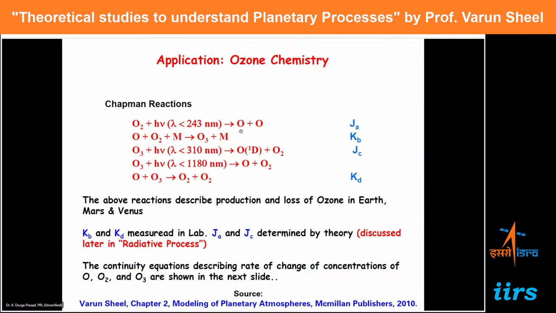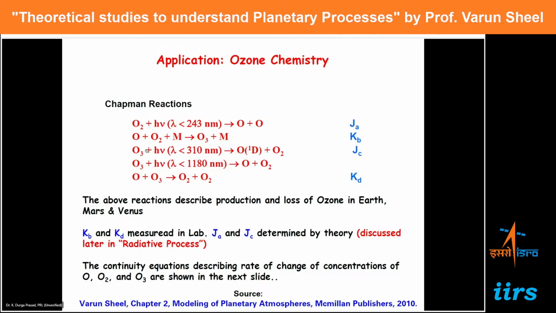Then whatever oxygen atoms are there, you already have O2. So O plus O2, in a three-body reaction with a third body M, can create ozone. This third body can act as a catalyst, and O plus O2 plus M gives O3 plus M. Let us consider this as Kb. Then J and K are basically the reaction rates which are given by these.